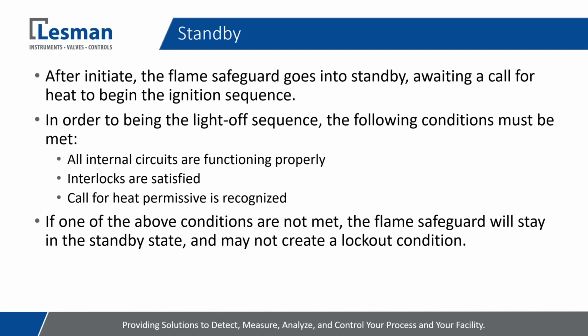And depending upon the model of 7800 series, or if it's a FireEye or a different flame safeguard, sometimes that terminal is one and the same, where your call for heat permissive goes through the same terminal as the interlock string. Other models have that on a separate terminal. So you just want to understand the behavior and the setup of your flame safeguard. In case you are stuck in standby, you need to know, hey, is it because I haven't given it a call for heat, or do I have an interlock that's open?